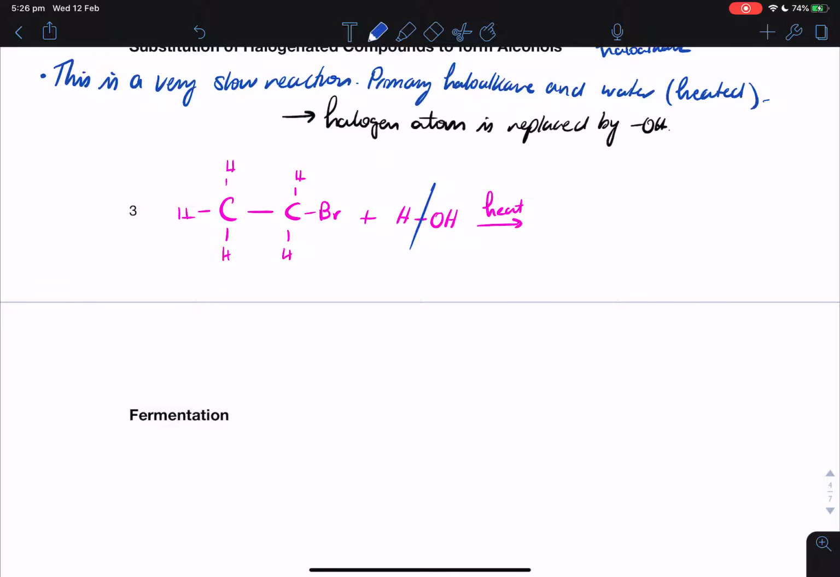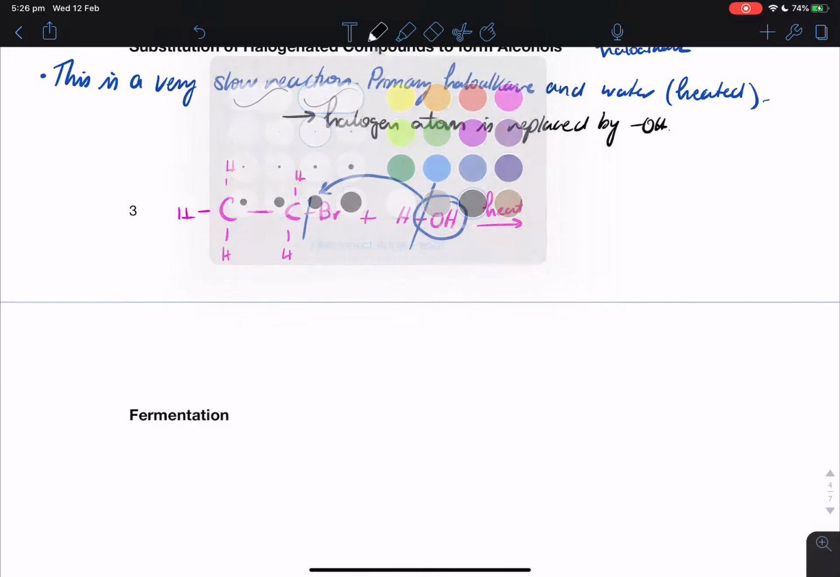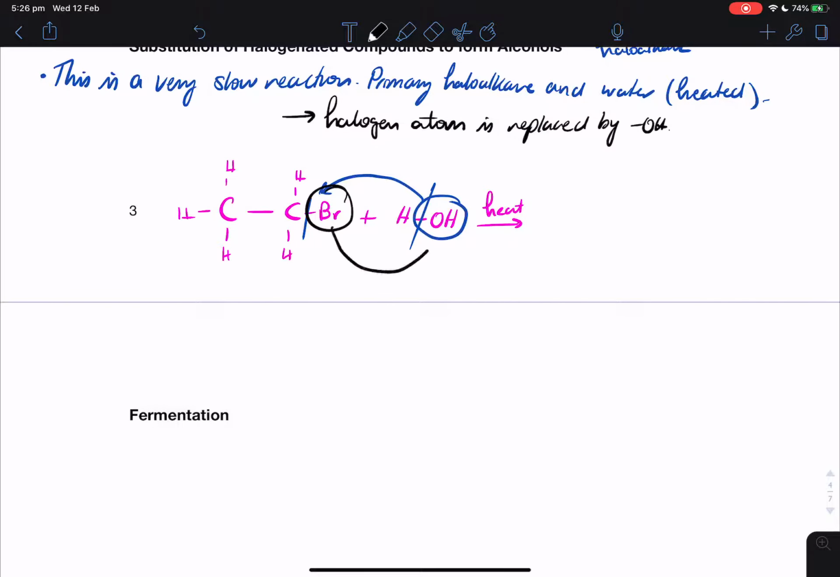This is going to break, that is going to break. This hydroxyl functional group is going to come here and replace the bromine. And likewise, the bromine, this is going to break. Sorry, that's definitely wrong. Let's use the right color for that. That's going to break. This bromine is going to come here and replace the hydroxyl. And as you can tell, this is a substitution reaction once again.